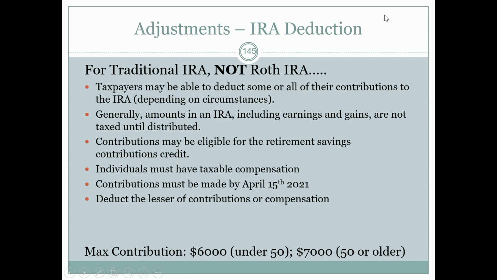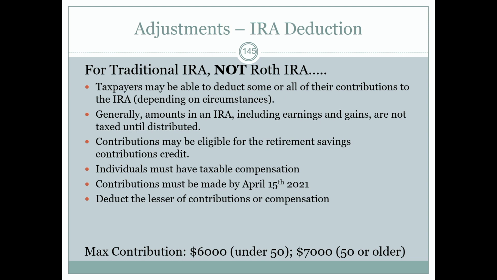The next adjustment that we will talk about is the IRA deduction. And this is for traditional IRAs, not the Roth IRA. And these are the requirements. Taxpayers may be able to deduct some or all of their contributions to an IRA, depending on the circumstances. Generally, amounts in an IRA, including earnings and gains, are not taxed until distributed. Contributions may be eligible for the retirement savings contribution credit. This is the one place where you might see a double deduction, where you could deduct it as an adjustment and then get a credit.